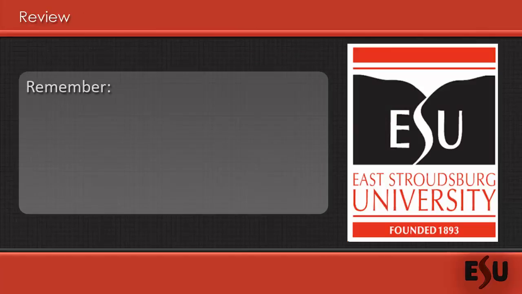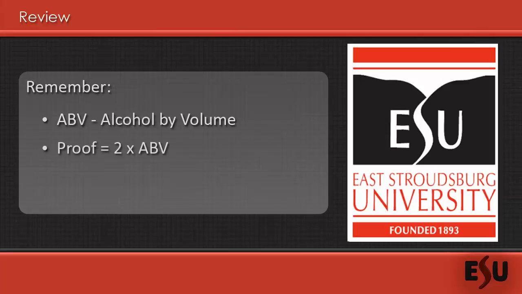Hopefully this information provided clears up some confusion regarding the common alcohol measurements. Remember, ABV stands for alcohol by volume. It's the percentage of alcohol in an alcoholic beverage. Proof numbers are always twice the ABV, and BAC stands for blood alcohol content, which is how much alcohol you have in your system.